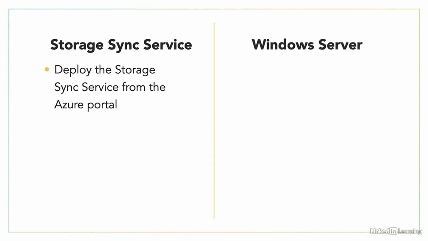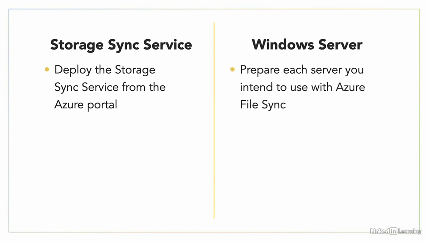Next, you need to prepare Windows Server to use with Azure File Sync. For each server that you intend to use with Azure File Sync, including server nodes in the failover cluster, you will need to configure the server. Preparation steps include temporarily disabling Internet Explorer Enhanced Security and ensuring you have the latest PowerShell version installed.